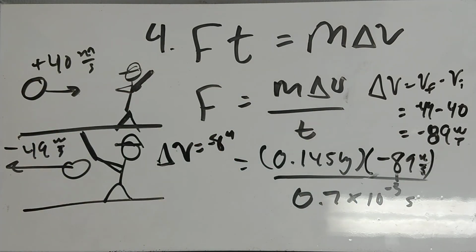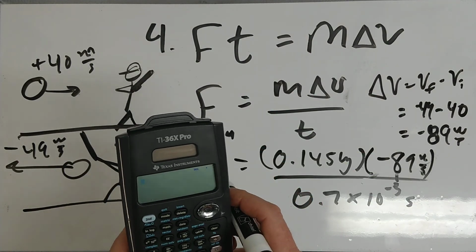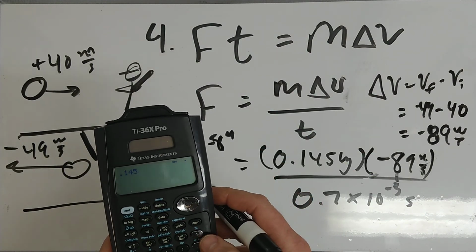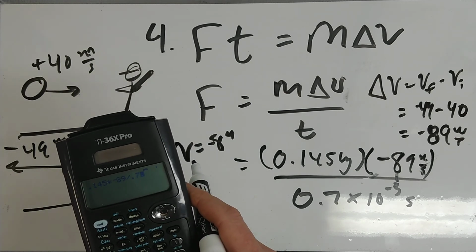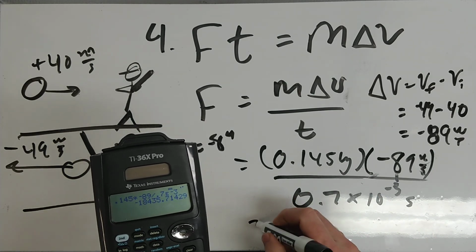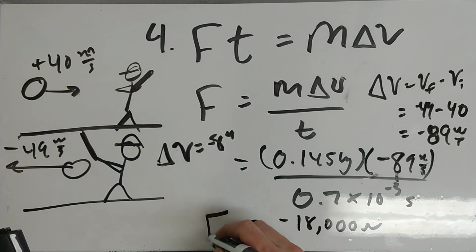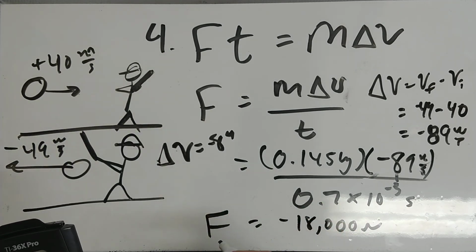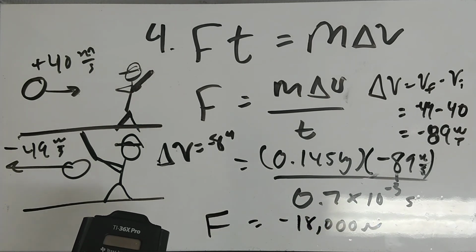And we can go through and plug it out, and we'll get that answer that's in the solutions, I hope. I'm just going to do it right now. I don't have the solutions in front of me. 0.145 times negative 89 divided by 0.7 times 10 to the negative third. Yeah, you get negative 18,000 newtons, the force. And I think it said the average force, right? So if it said the magnitude of the force, you could drop that negative sign.